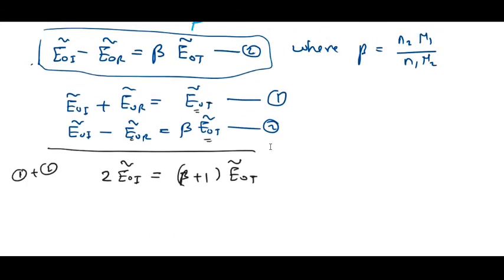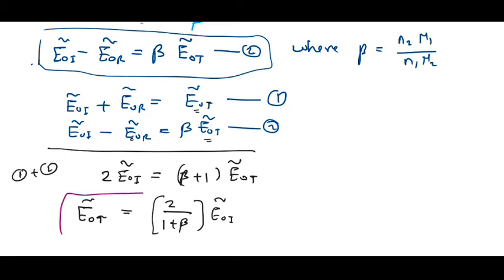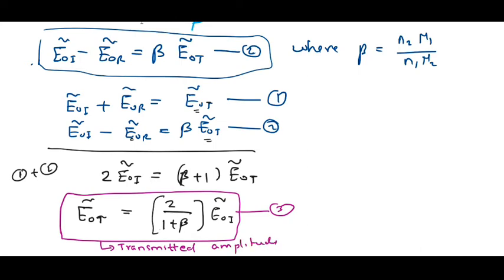From this it is clear E0t, the complex amplitude of the transmitted electric field, can be written as 2 by (1 plus beta) into E0i. This is the first result. This is the amplitude of the transmitted electric field in terms of the incident electric field. This is nothing but the transmitted amplitude. Let me put this as equation number 3. This is not the real form. This is the complex form, because here we have complex notation.